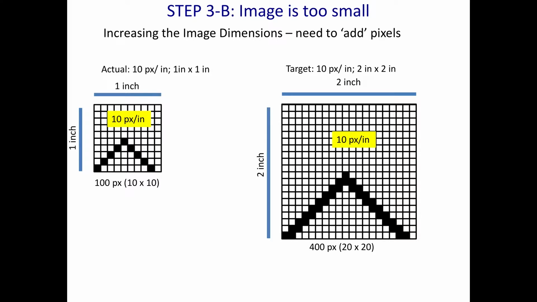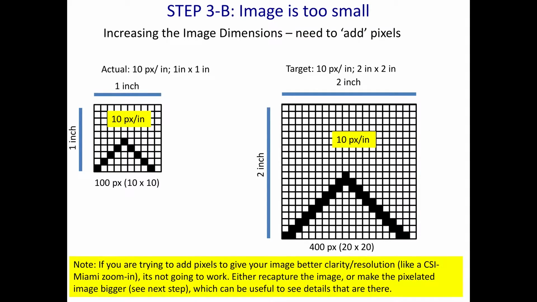If we tried to make it 10 pixels per inch, we need to add in pixels somehow, right? And those pixels weren't in the original image. So they have to be created, they have to be made by the computer itself. And PowerPoint will do this, so you need to be careful. If you're trying to add pixels to give your image better clarity or resolution like they do in CSI Miami when they zoom in, it's not going to work. That's not how images work.